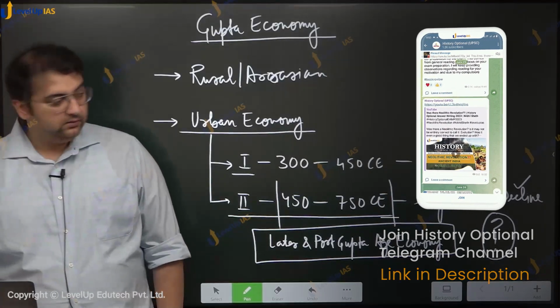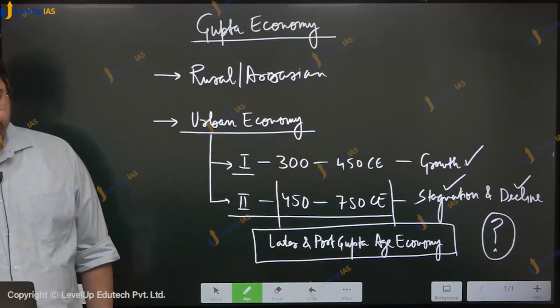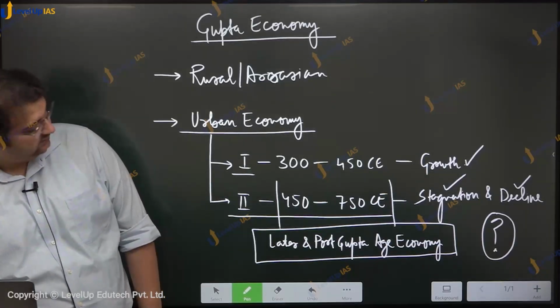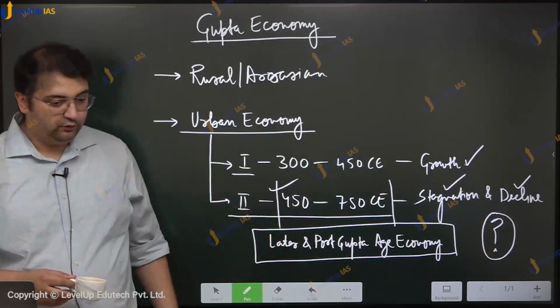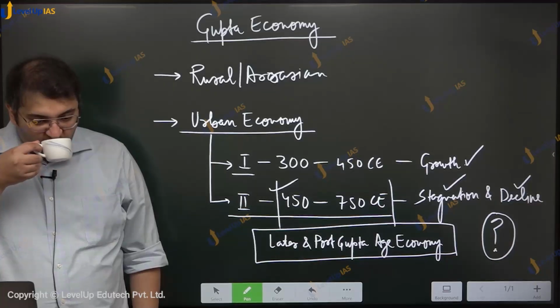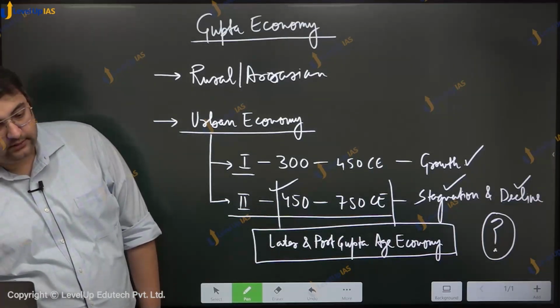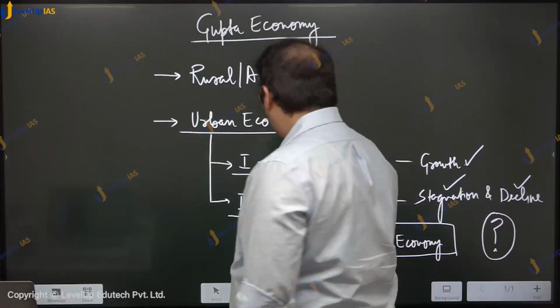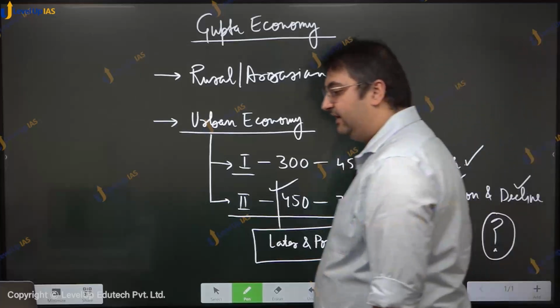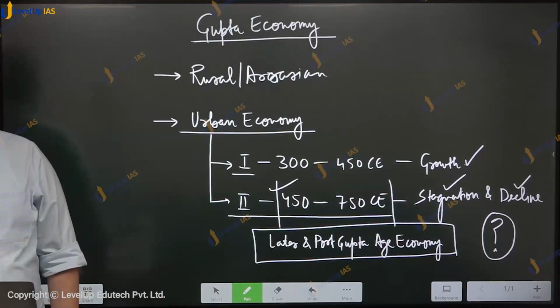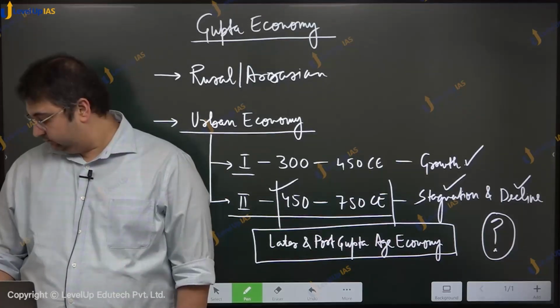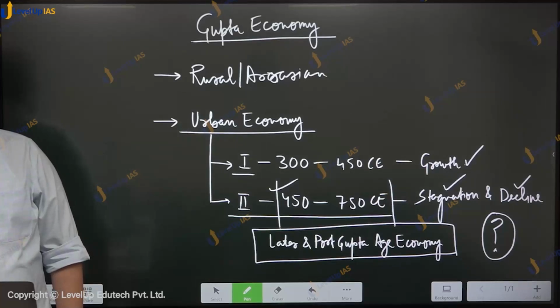Right? So give the heading: urban economy during the later and post-Gupta age. This is the time period 450 to 750 CE. लिखो. This period was characterized by the stagnation and subsequent decline of the urban economy.